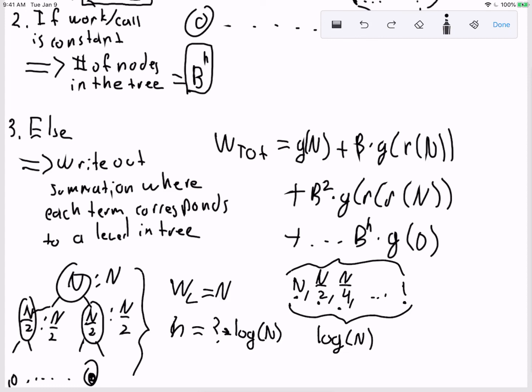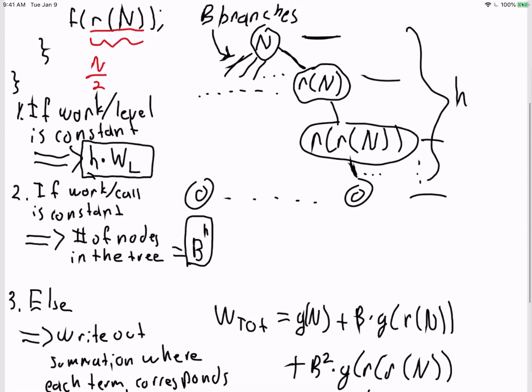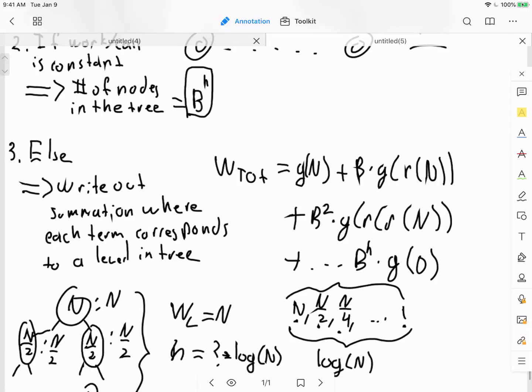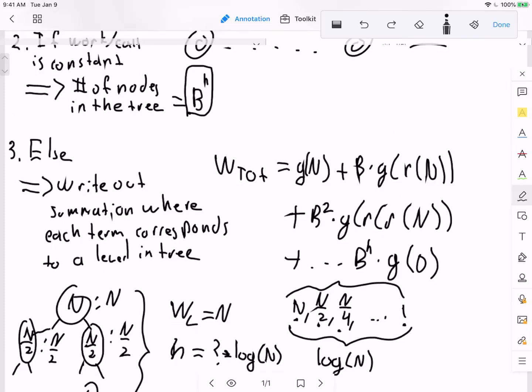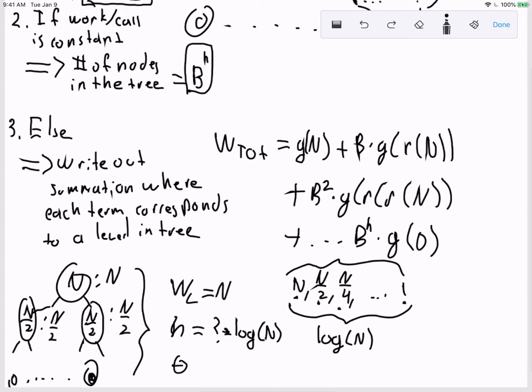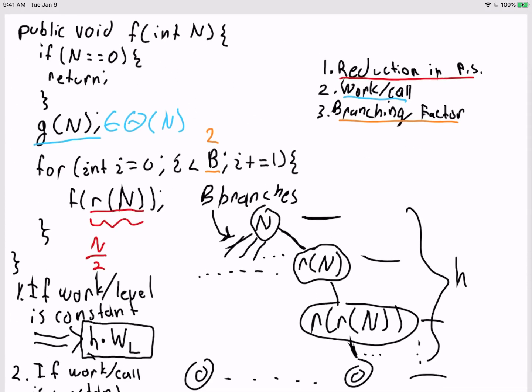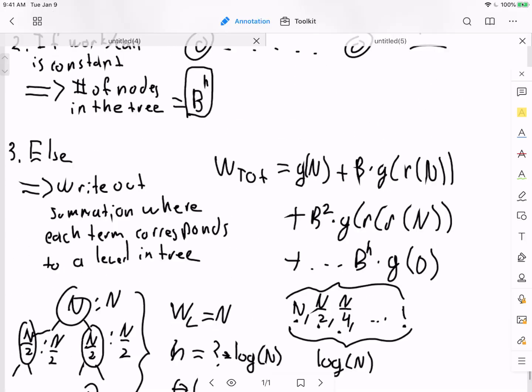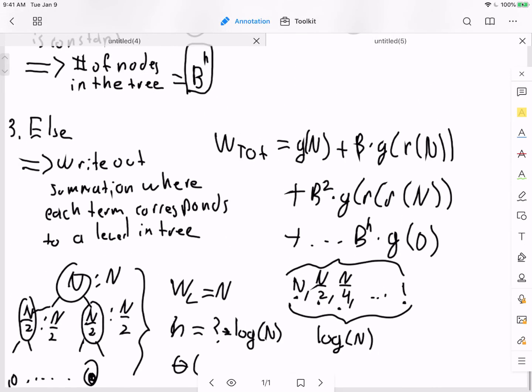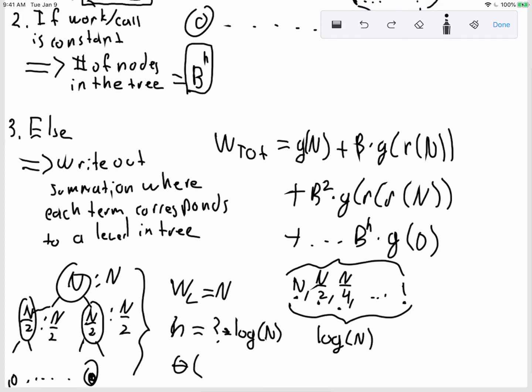And then we just multiply these. That's what our formula said. It says you do h times WL. So that means this is theta of, and it's theta because the g function we saw is theta, so that means this function is also theta. If it was omega or O, then we would use that bound. Theta of, what did I say? N times log n.